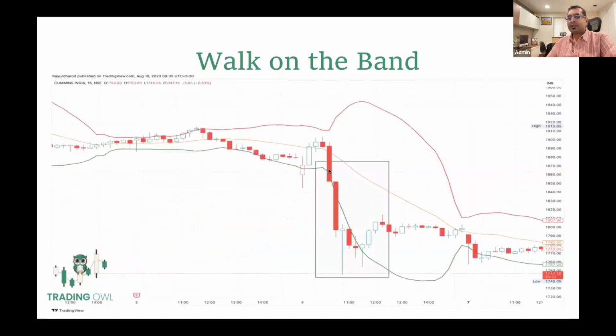This is another example of walking down the band for short sellers. Likewise, it closes below the band and you can go short over here and you can ride the move down and cover up once it closes above the lower band.